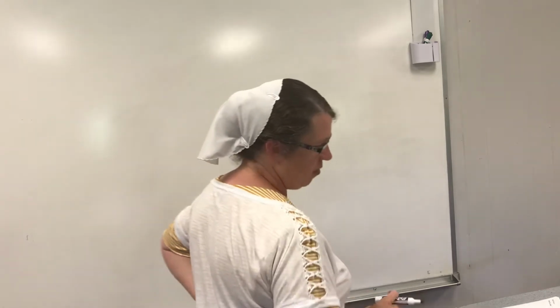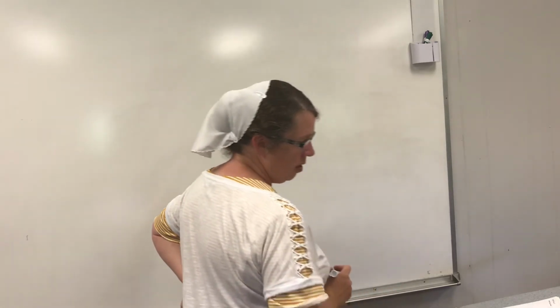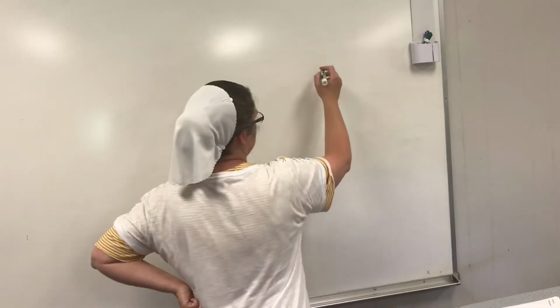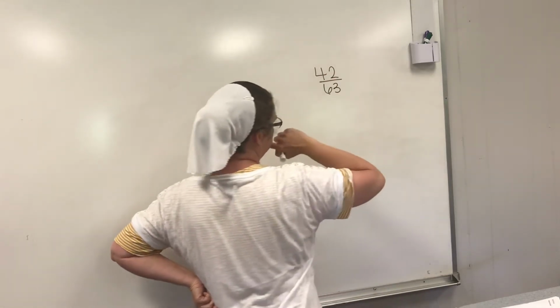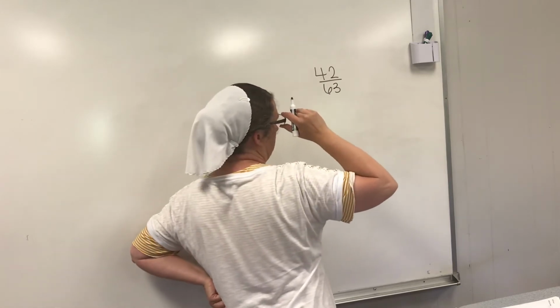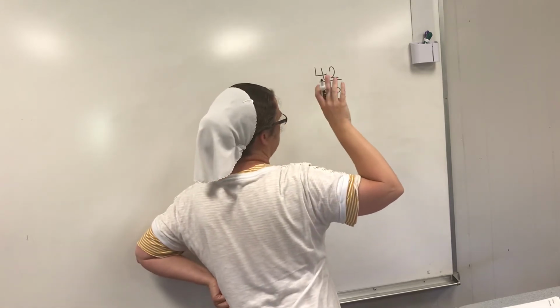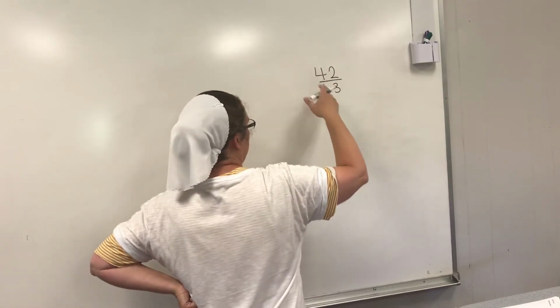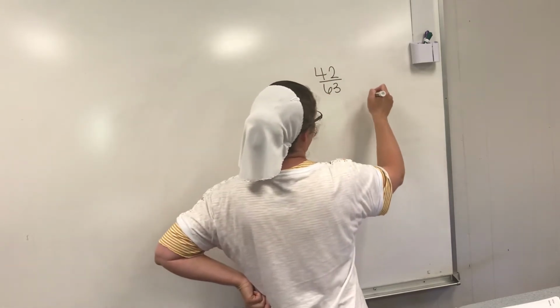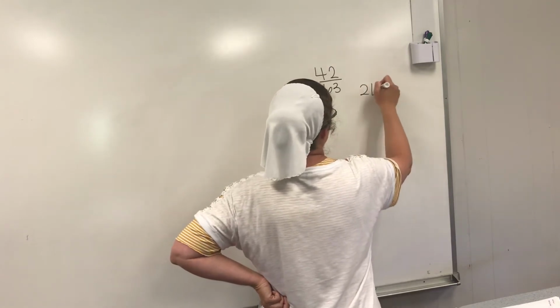All right, let's do another one. We have 42 over 63. This one's actually fairly easy because I'm not sure why they use such a small number. I know what number goes into both of those, but let's just do prime numbers like they're teaching us.